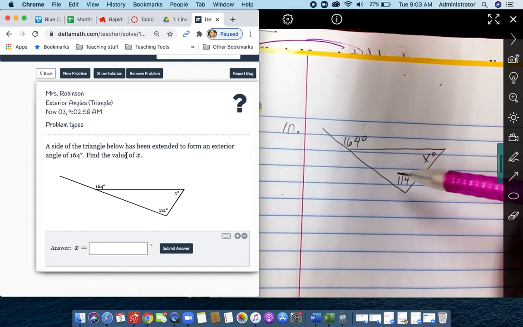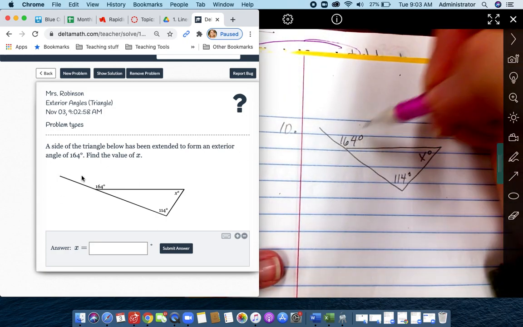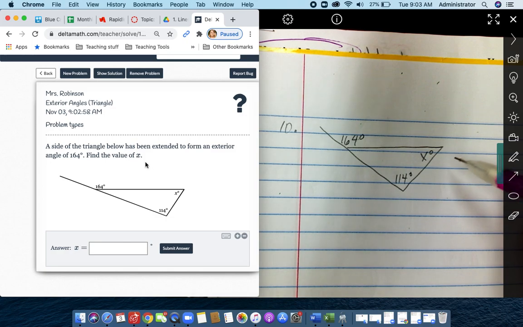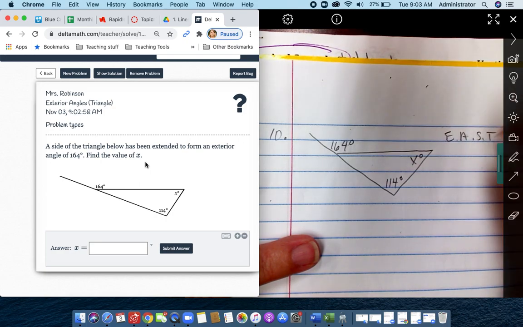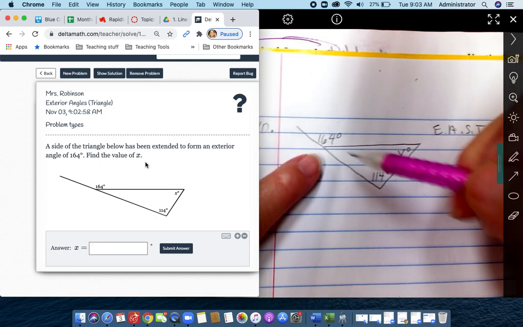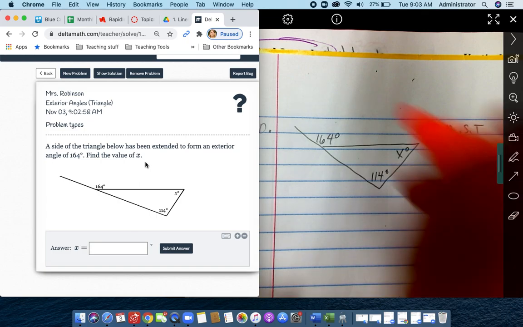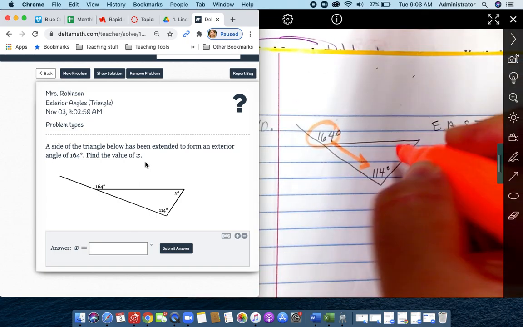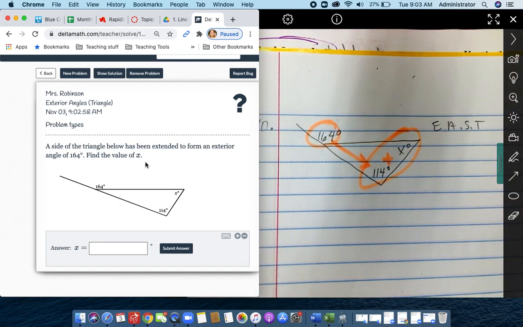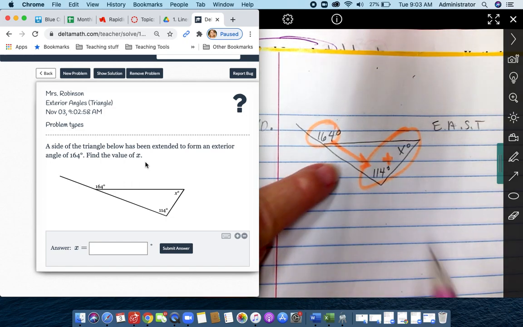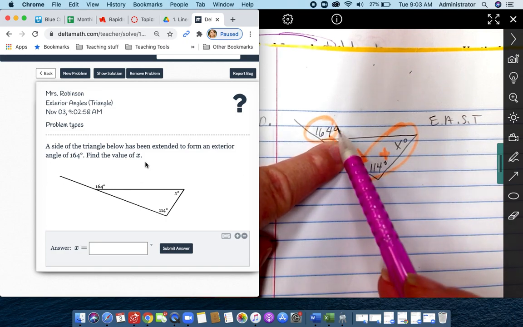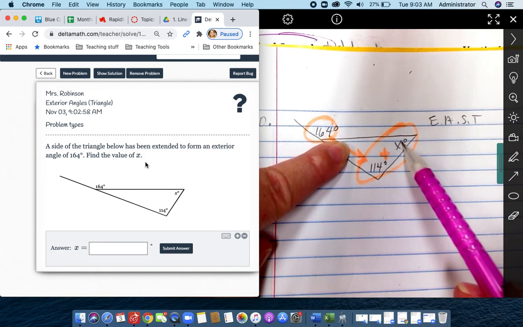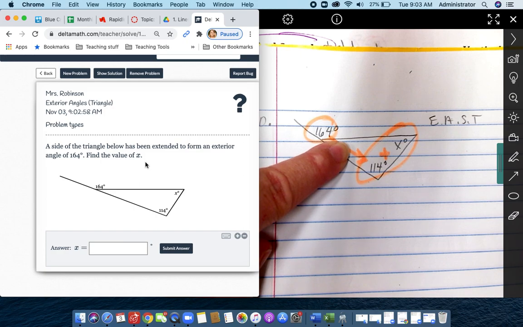And it says the side of the triangle below has been extended to form an exterior angle of 164. That's what this is. Find the value of x. So this is where your exterior angle sum theorem comes in. It means that the exterior angle here is equal to the sum of the two remote interior angles. So not the supplement, or the one that helps form a linear pair with it, but this exterior angle is equal to the sum of these two remote interior angles.